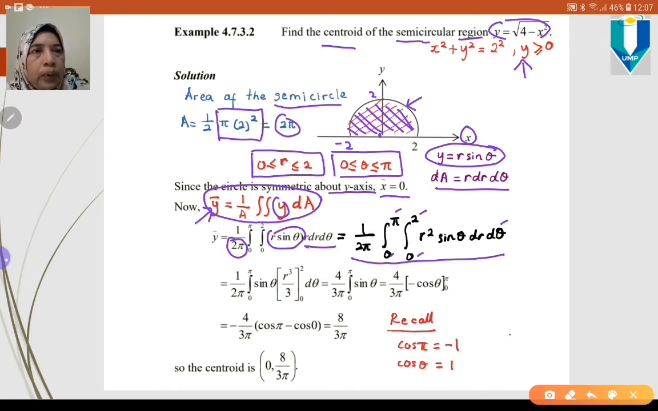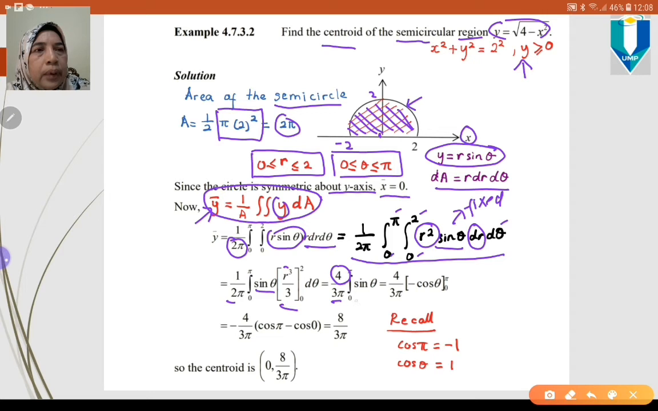When you want to integrate that value, you integrate with respect to r first. Notice that sin θ is fixed, so you just keep it here. You integrate r² to give you r³ divided by 3 here, and put the limit in 0 until 2. If r is 2, then you get 8 here. 8 divided by 2 will give you 4, and 3 you put outside the limit, you get 3π.